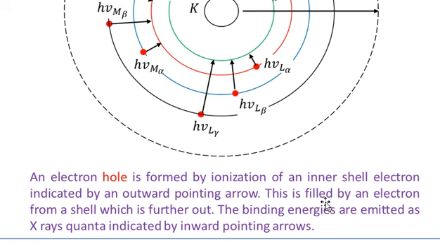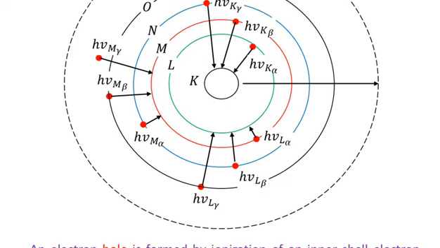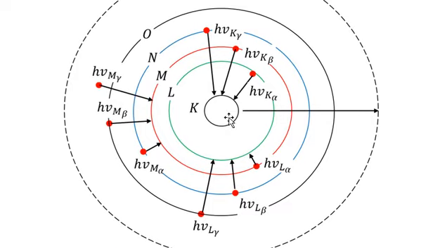The hole, that is the vacancy, is filled by an electron from a shell which is further out. The binding energies are emitted as X-ray quanta indicated by inward pointing arrows. Let me explain this. You see that we have ionized a K shell electron, and this arrow indicates that the electron has been ionized and removed from the atom. Now a hole vacancy is created. This hole vacancy will be filled by the electrons in the surrounding orbits.